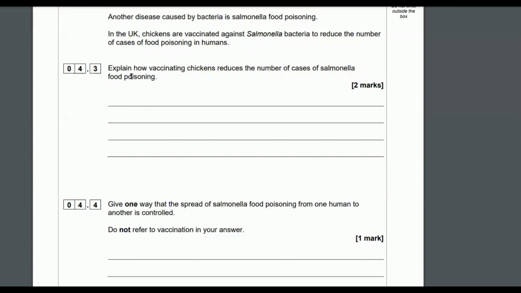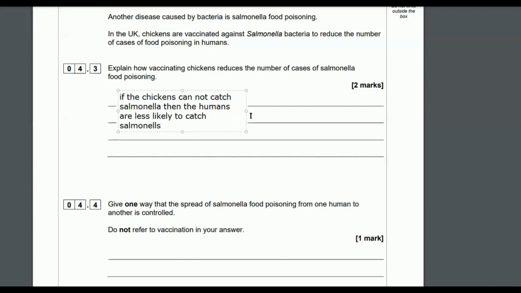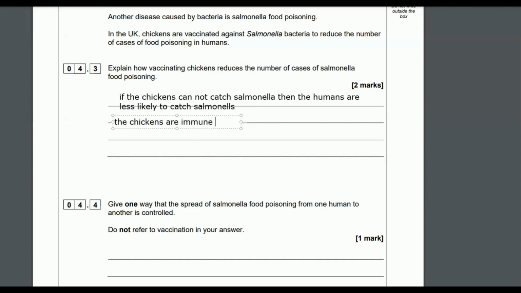Well, we've just gone a little bit through that. If the chickens cannot catch salmonella, then the humans are less likely to catch salmonella. So it's less likely to spread to humans. Once the chickens cannot catch salmonella because the chickens are immune, it doesn't spread to the humans.